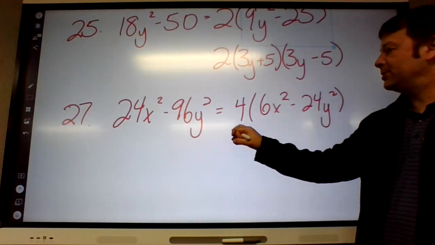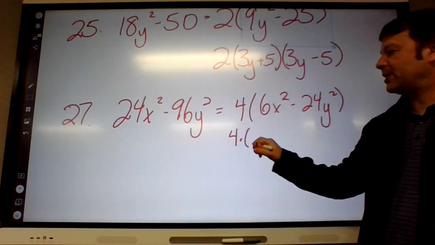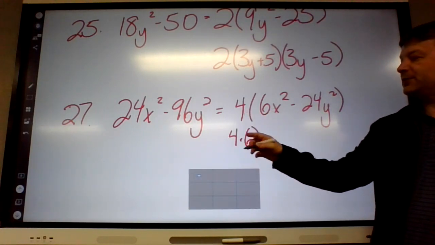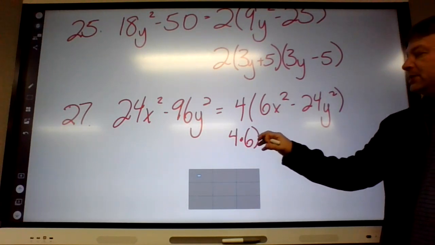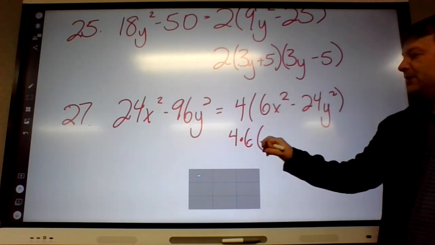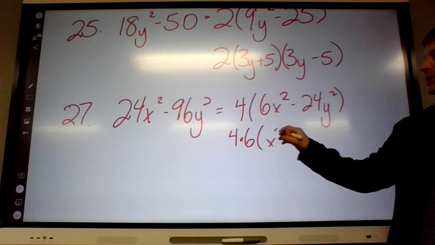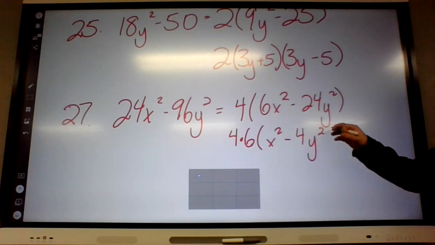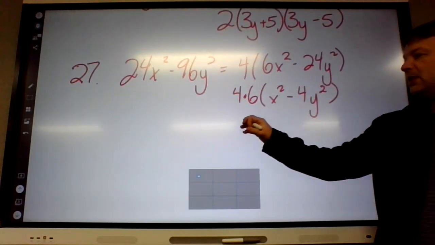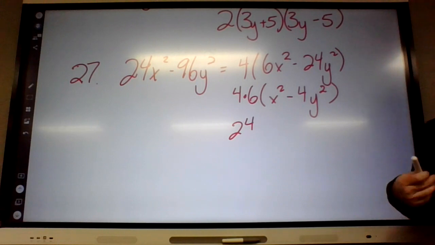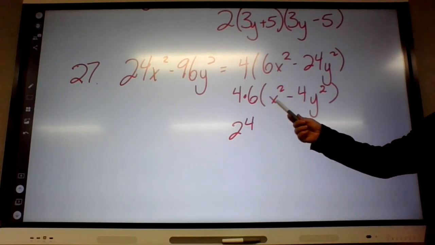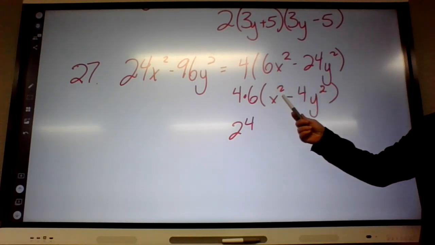Okay, so what I'm going to do is take a 6 out. And now instead of just a 4 out there, there's a 4 times 6 out there. Whoops, I wrote that wrong. If I take a 6 out, I'm left with x squared minus 4y squared. So really, 24 was the largest thing we could have taken out.